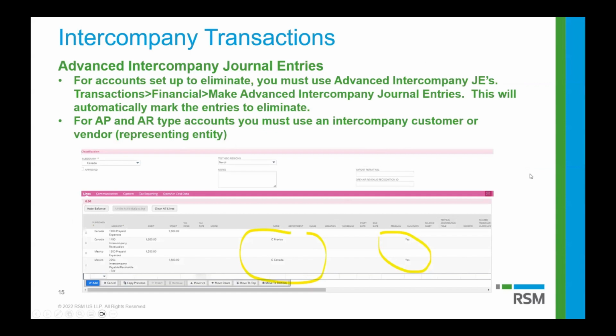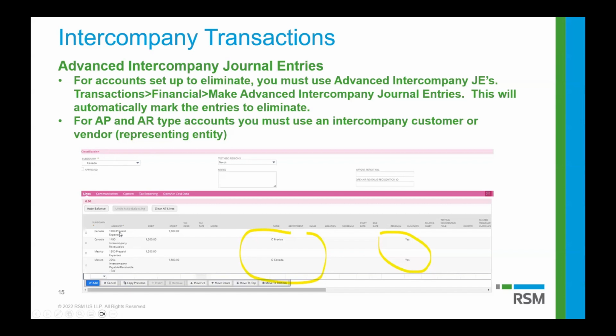All right. One of the key ways to get transactions in from an intercompany standpoint is the advanced intercompany journal entry. There are some key fields on this entry that you need to make sure are filled out when you go in and create that entry. So here, for example, you'll see that I have prepaid expenses. I have an intercompany receivable for Canada. Notice the subsidiary up here is Canada.